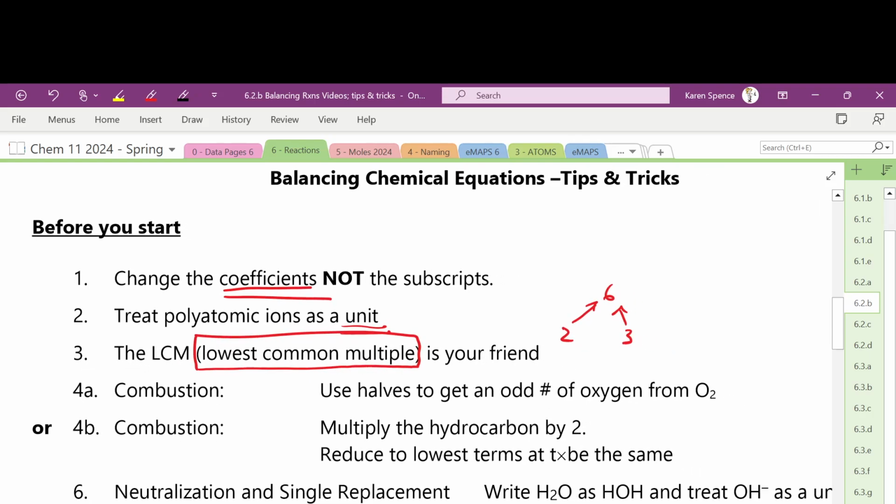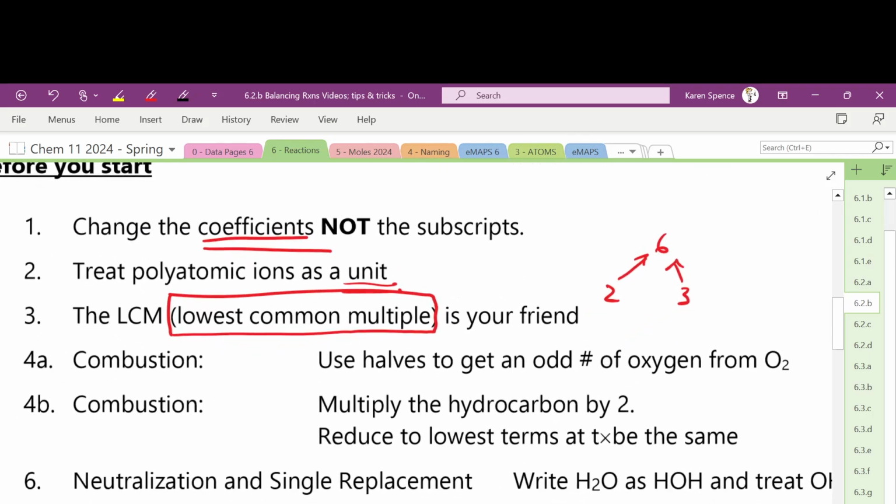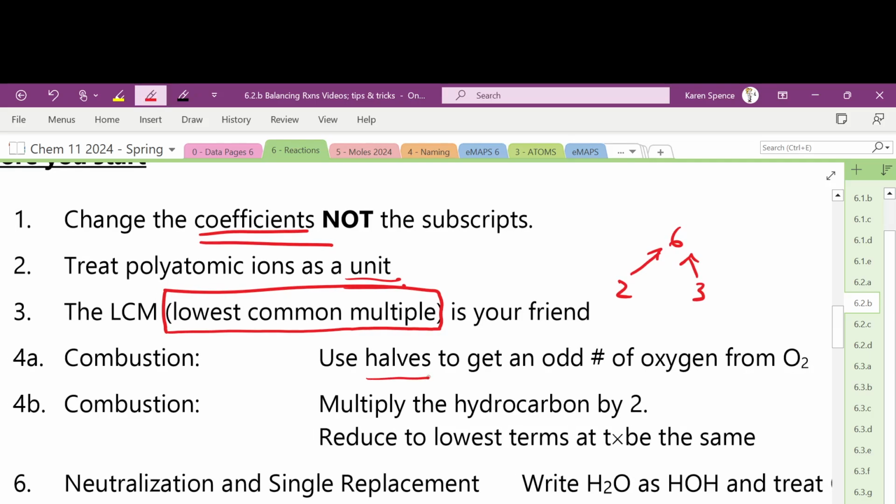There's some strategies about combustion, there's 2 different strategies. You can use halves to get an odd number of oxygens, and I will show you how to do that. The other strategy is to multiply the hydrocarbon by 2, if you prefer, and then you balance it and you reduce to the lowest terms. Reduce to the lowest terms. I need to fix that.